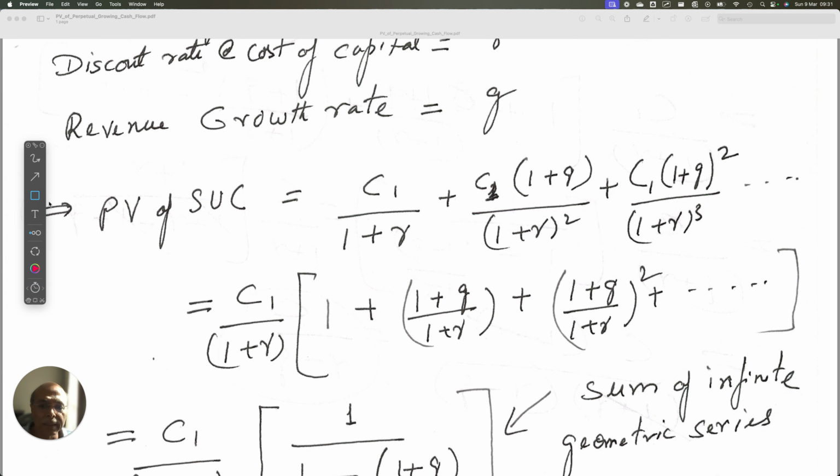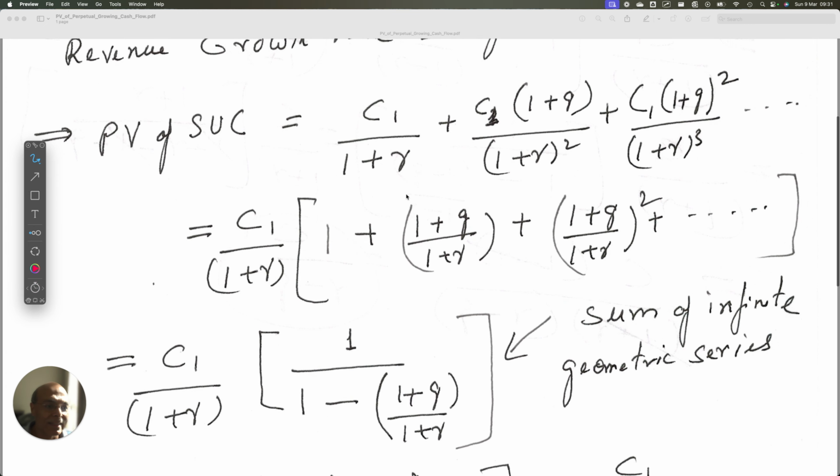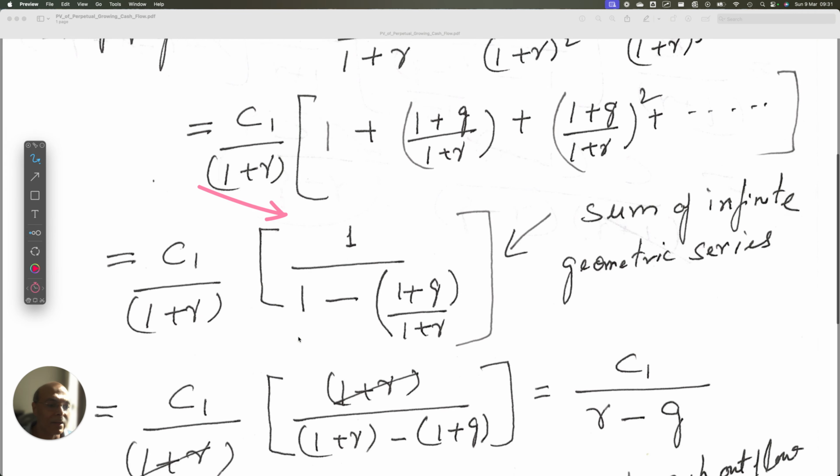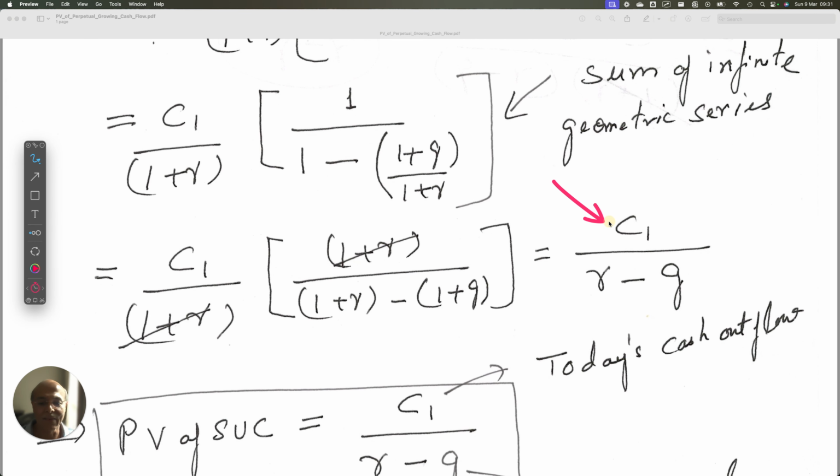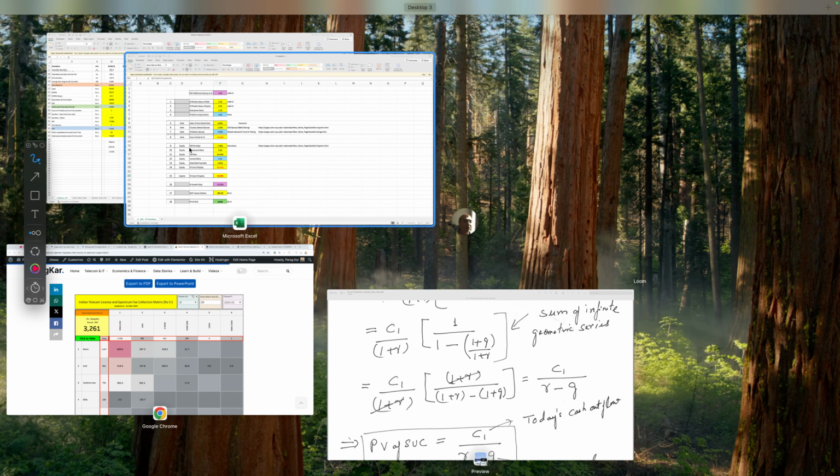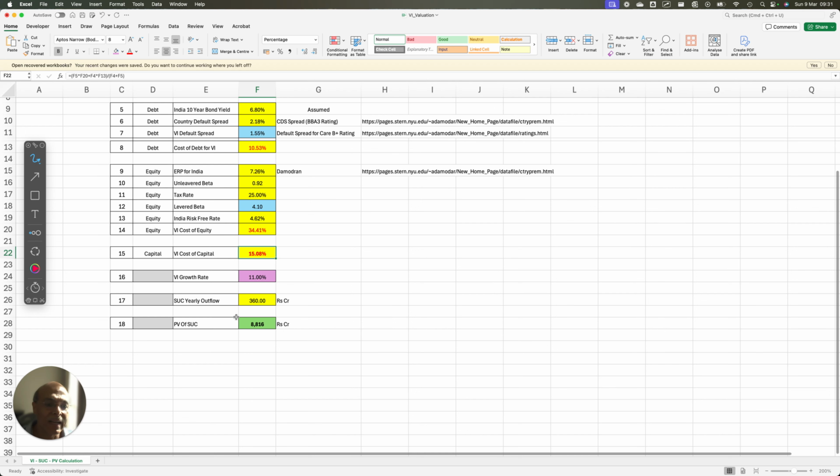So this is a geometric series, right? Now, if you sum this geometric series using this calculation, you come out with a final value of C1 divided by R minus G. On the basis of that, I have calculated the PV, which comes out to be 8,816 crores. Can you see this?